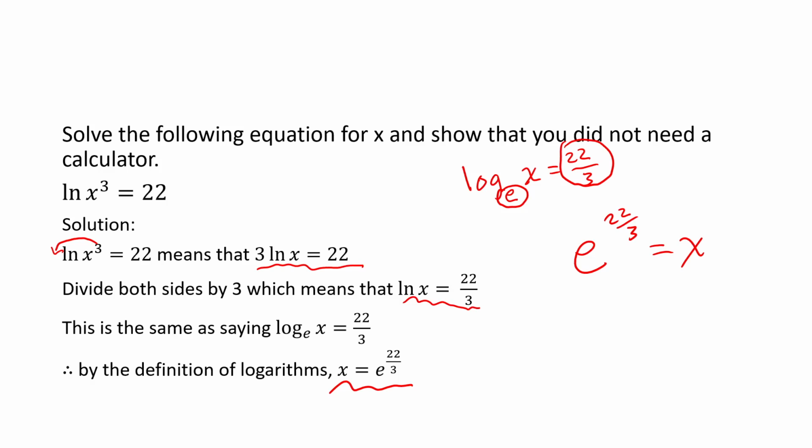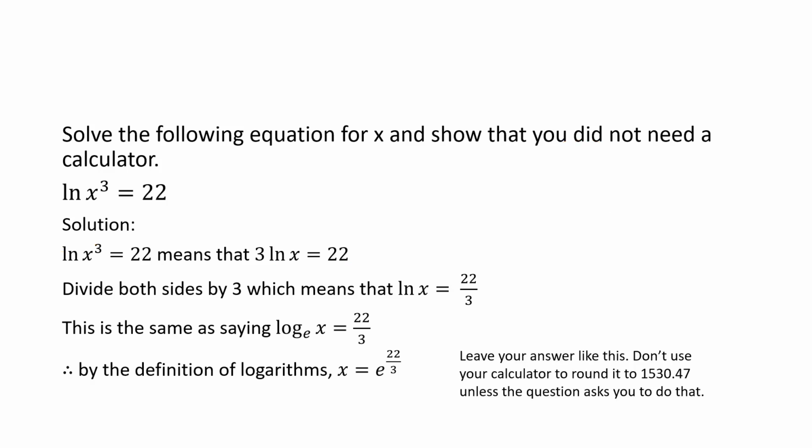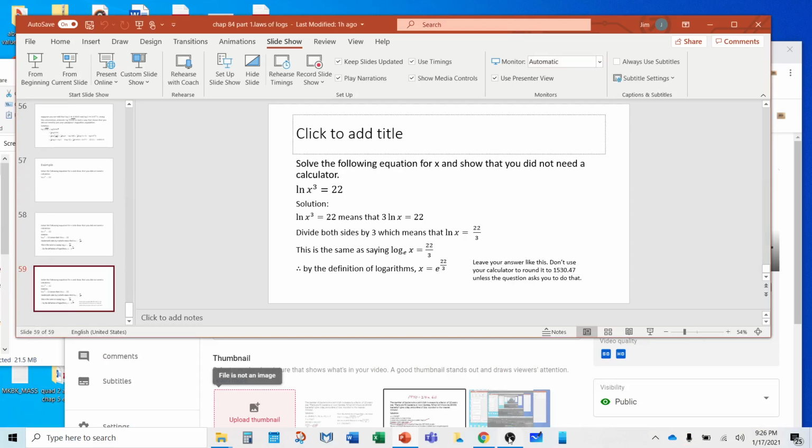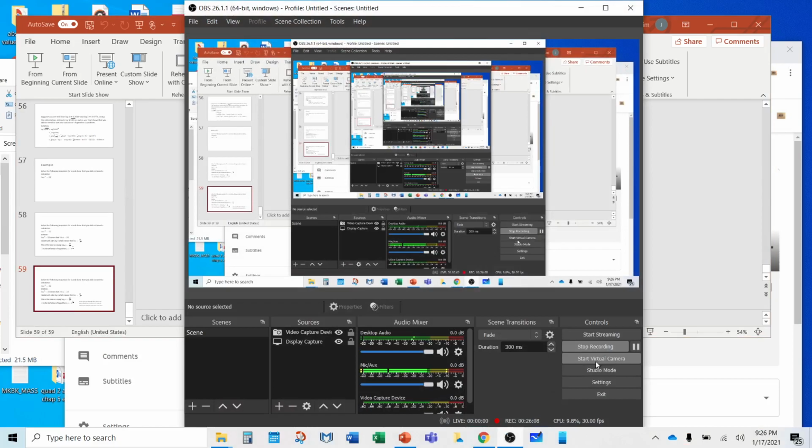Now, clearly you would need a calculator to evaluate that and round it to the nearest decimal, let's say. But you'll see mathematicians leave it as e to the 22 over 3 because e is such an important number mathematically that rather than round it to 1530.47, we just leave it as e to the 22 over 3. And that's the end of this slideshow on how to use the laws of logarithms in ordinary math questions.